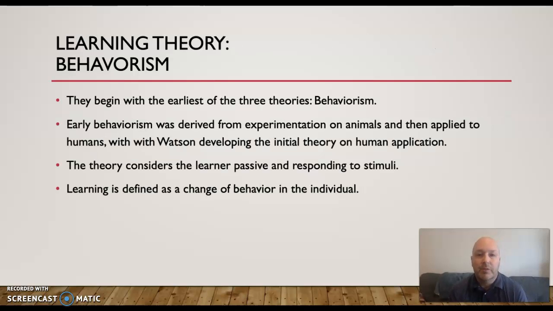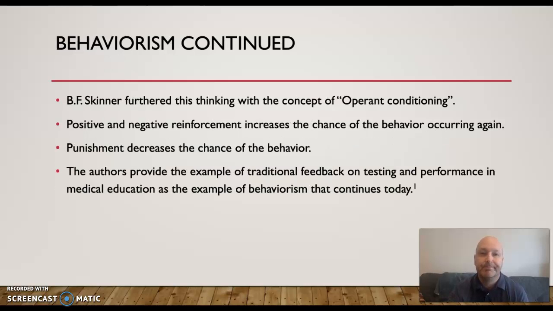So the first of the theories that the authors review is the first that was developed, which is behaviorism. It was derived from animal experiments, if you all remember Pavlov's dogs, and then how Watson took this information in 1925 and developed a theory on human application. The theory considers the learner as a passive individual responding to outside or external stimuli, and learning is defined as a change in behavior of that individual.